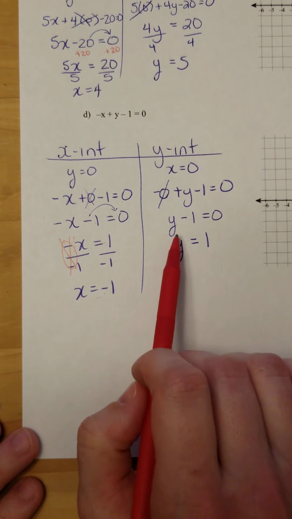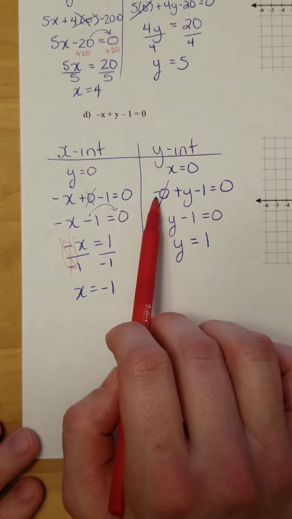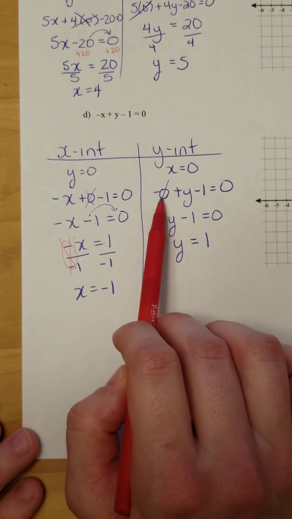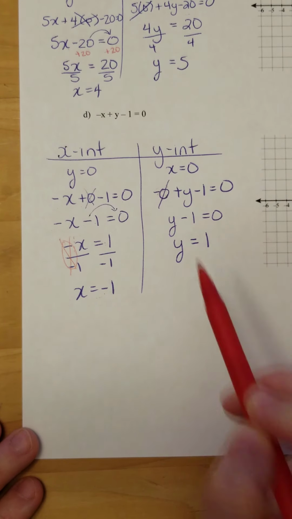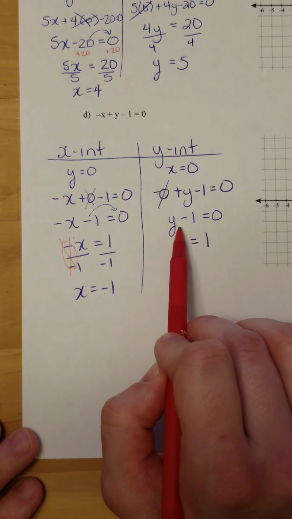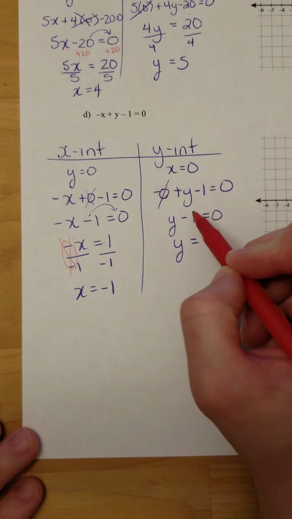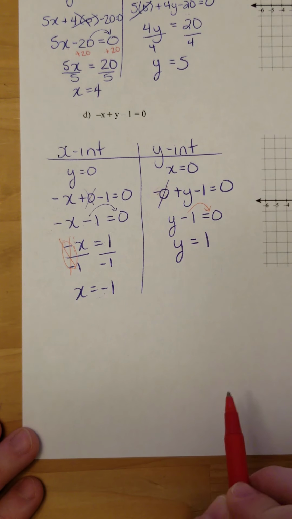Over here, this one's easier. I replace x with 0. So it's like I have negative 0 or negative, like negative x became negative 0, which doesn't really matter. I don't have to write that. So all I really have is y minus 1 equals 0. Again, I'm going to move that 1 to the other side. It becomes positive. Y is perfectly isolated. I don't have anything else to do.